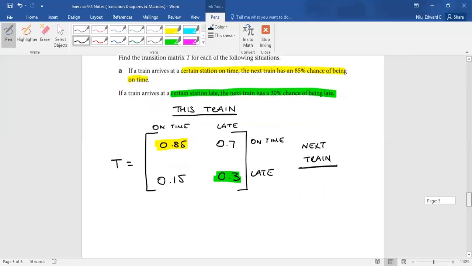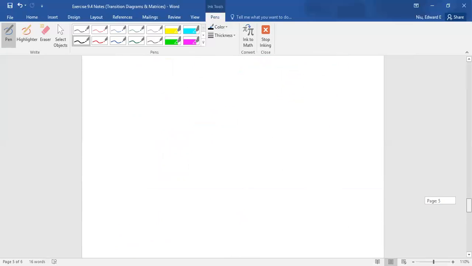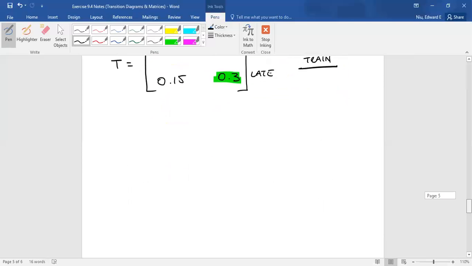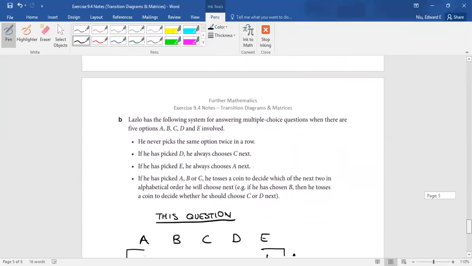I feel like that's it. That's it for the question? Okay, that's it. So all you have to do is put the information in the correct element spot and then finish off the matrix. And remember that each column always adds up to 1. Right, the last one.